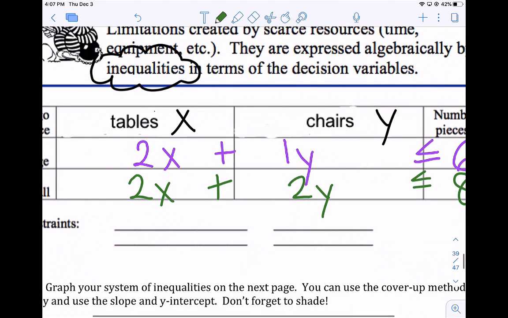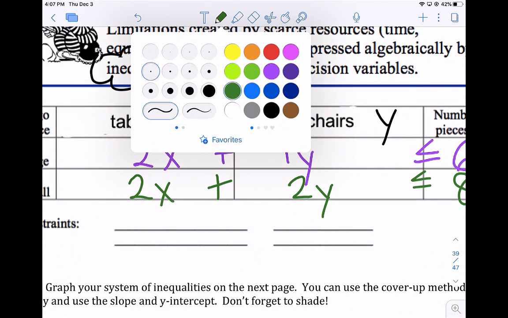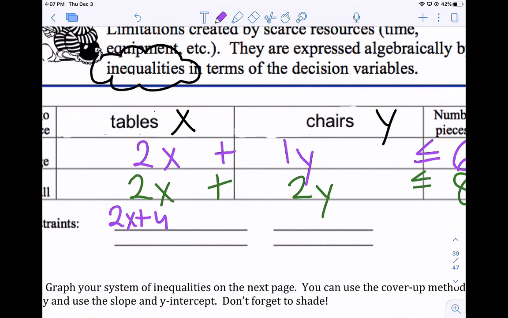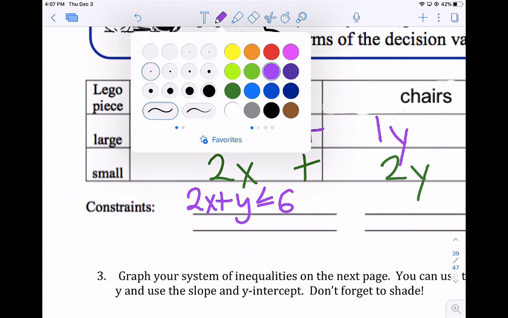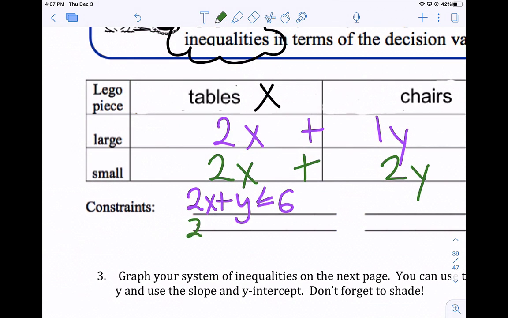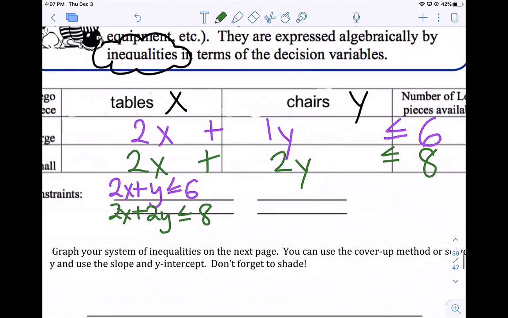So I'll write these down. One of them is 2x plus y has to be less than or equal to 6. So that is the constraint for the large pieces. The other one is 2x plus 2y has to be less than or equal to 8. And there are 2 more constraints.